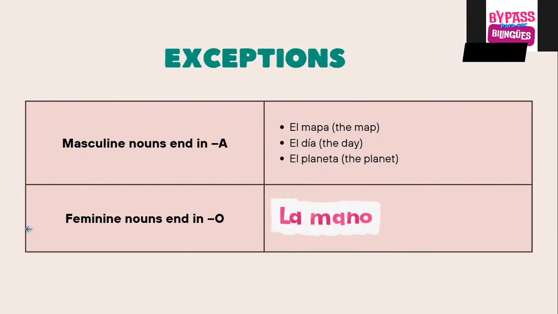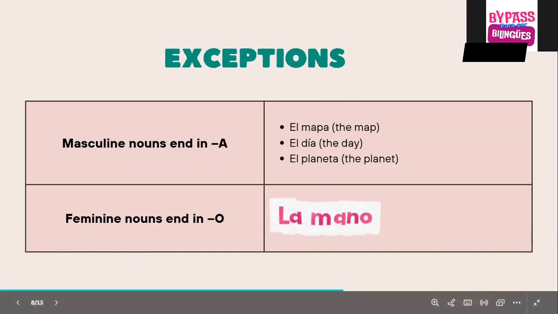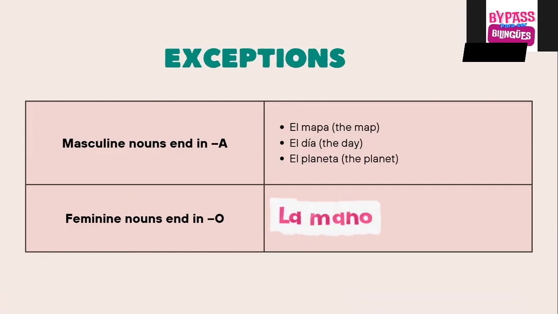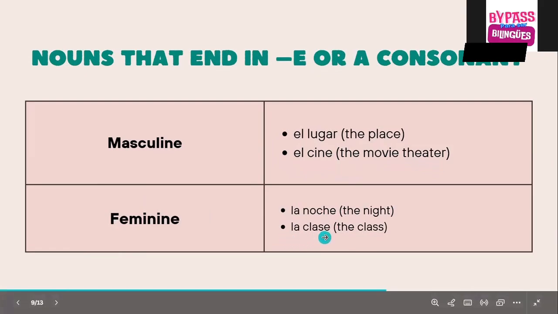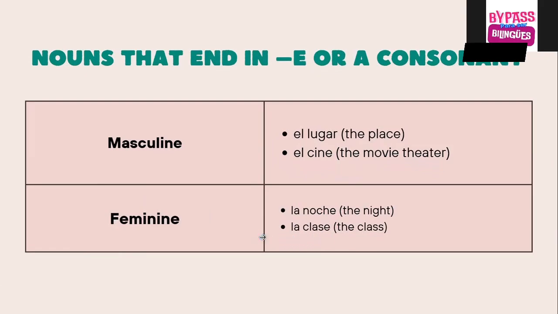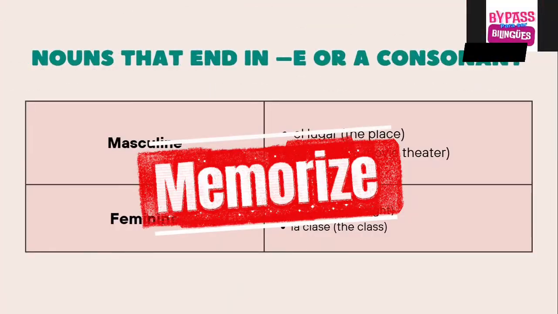Now, other exceptions are feminine nouns that end in O. For example, la mano. This word ends in O, but it is a feminine noun. Also, we have nouns that end in E or a consonant. For example, let's start with masculine nouns that end in E: el lugar, el cine. Feminine: la noche, and la clase. Just learn them as vocabulary. I mean, you need to memorize these words.